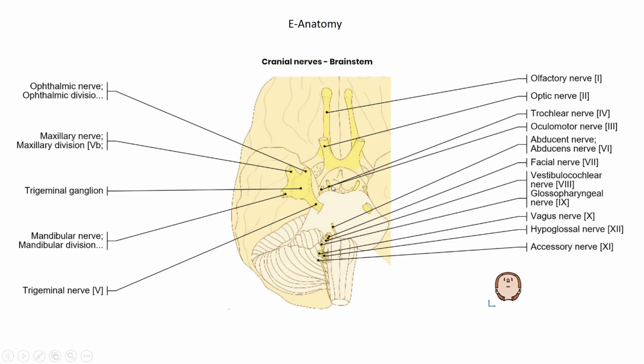And as you'll notice, 3 and 4 are on the superior side of the pons, and 6 is on the inferior side of the pons, just at the pontomedullary junction, the junction of the pons and medulla. And the third nerve comes off anteriorly, whereas the fourth nerve comes off a little bit more posteriorly before it travels anteriorly.